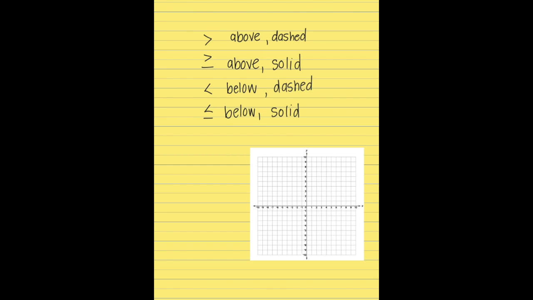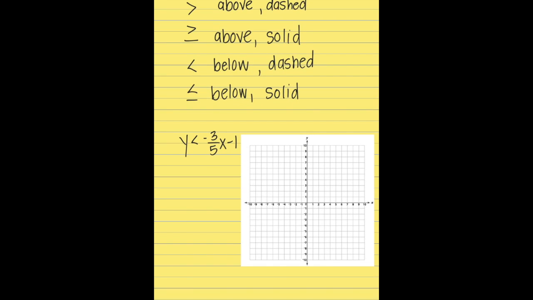Now, I'm going to start off with just a slope-intercept problem. So if I have y is less than negative 3 over 5x minus 1. So we need to graph this line. What's the first thing I'm going to do to graph this line? Find your y-intercept. Okay, what is my y-intercept? -1. All right, so I'm going to plot that y-intercept at -1. Okay, so my b is -1.